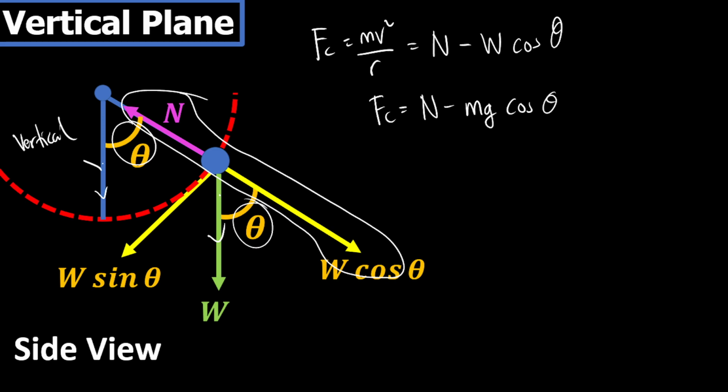So let's say you change it with a string, right? If you have it with a string, then you will just substitute this N for T, tension, right? So Fc equals T minus mg cos theta if you have a string.